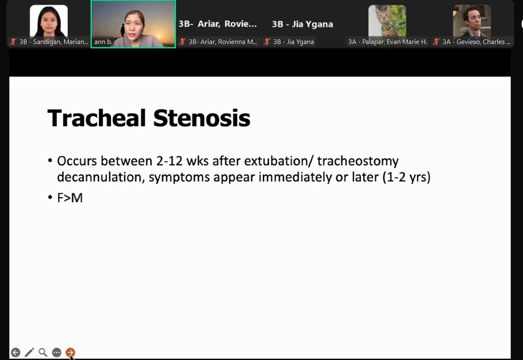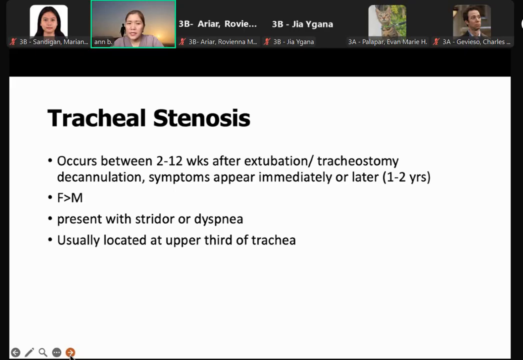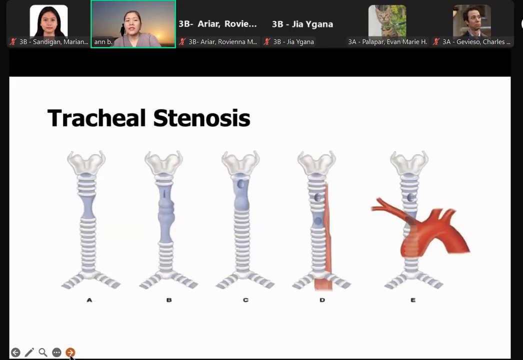Symptoms may appear immediately or later, 1 to 2 years. Sometimes they present with stridor and difficulty of breathing or chest discomfort. Female is more affected. It presents again with stridor or dyspnea, usually located in the upper third of the trachea.